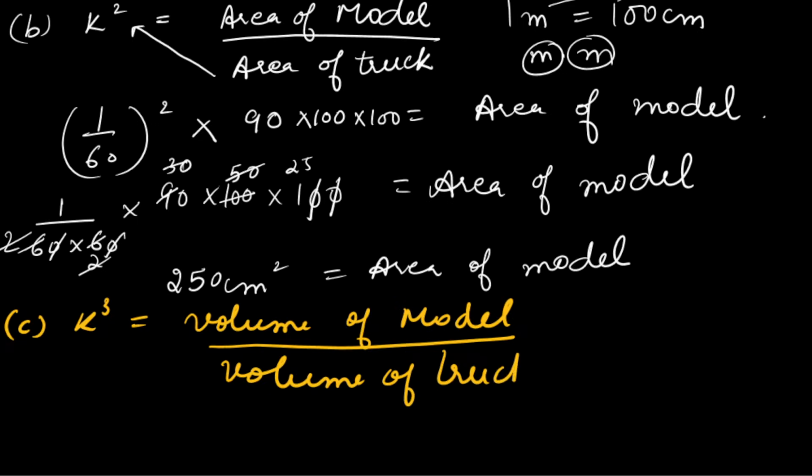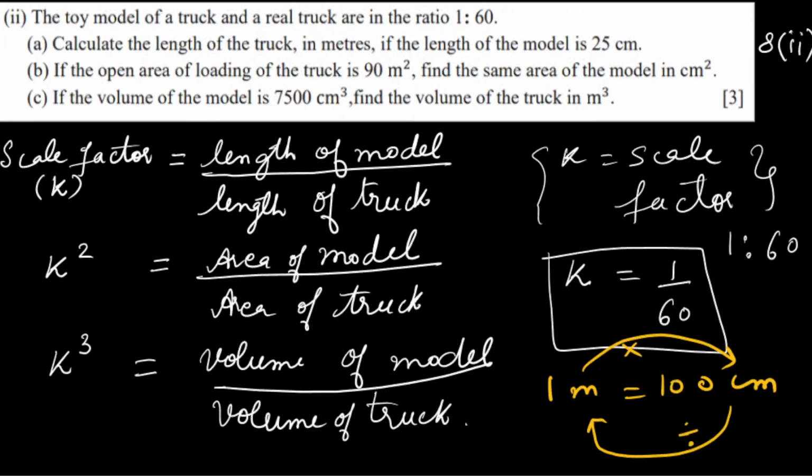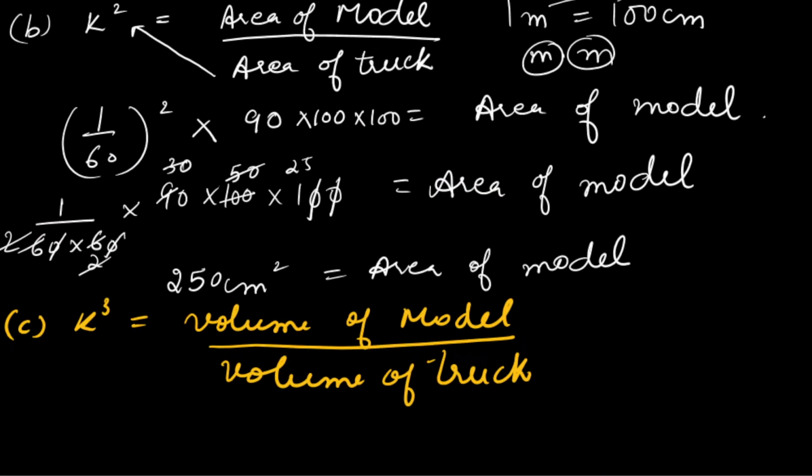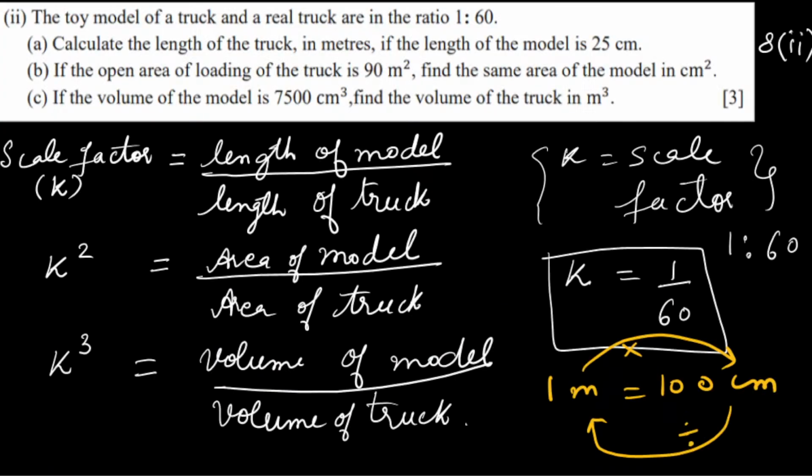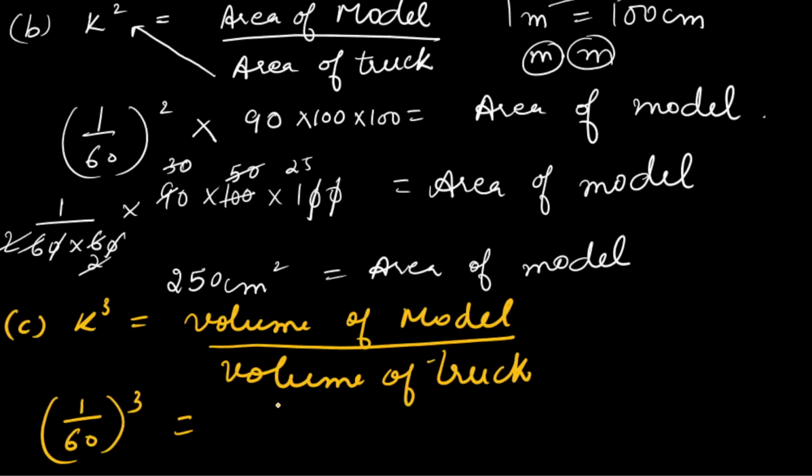So the volume's formula we are going to use here. So the volume of model is given to us. It is 7,500 centimeter cube. So K cube means 1 by 60 whole cube we can write. It's equal to volume of model, which is given to us as 7,500, by volume of truck, which we have to find. So let's do cross multiplication here.